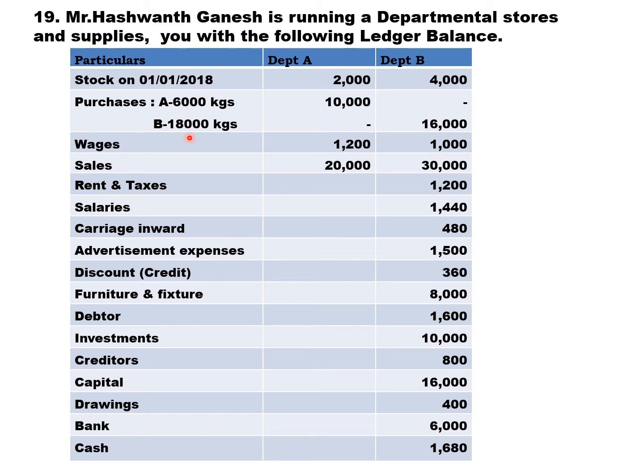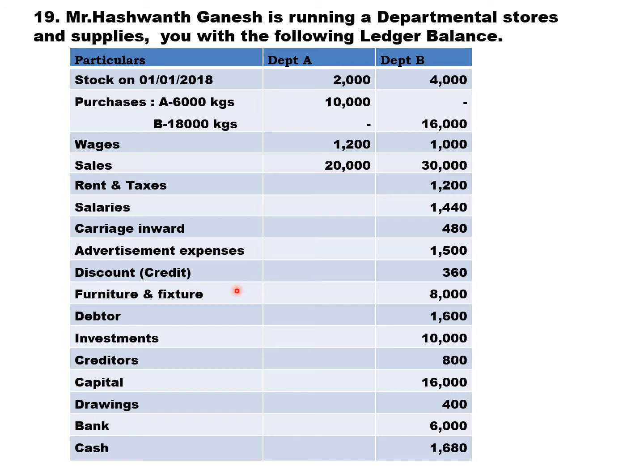So students, make a note. Purchases A 6,000 kg, B 18,000 kg. So ratio will be 6 ones are 6, 6 threes are 18. So students, the purchase ratio will be 1:3. Wages will come in trading, sales will come in trading, rent and tax PL, salary PL, carriage inward will come in PL, and advertisement will come in PL. Discount in bracket credit is nothing but discount received, it will come in credit side itself.